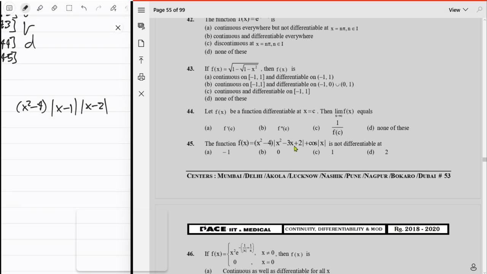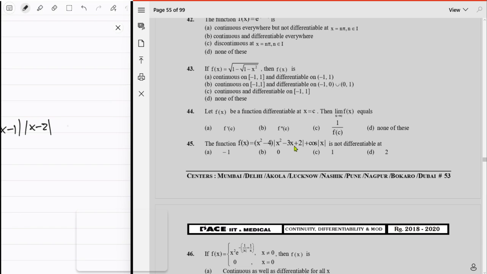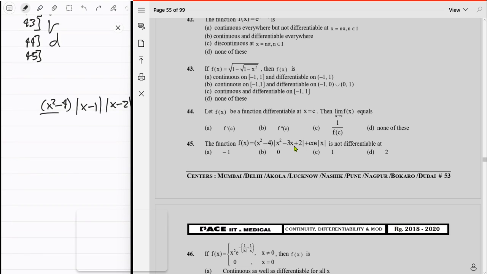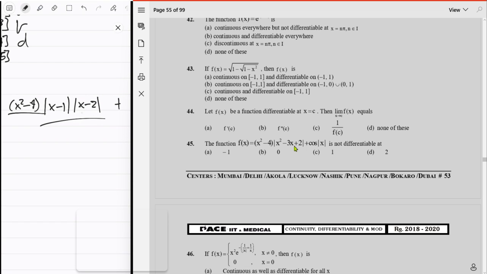Okay, and we want what? The differentiation of that. And then just cosine of mod of x, that's the same thing as cosine of x, because it doesn't matter whether x is positive or negative, you're going to give the same value. So this is differentiable infinitely. This part is differentiable, except that this part is kind of weird.